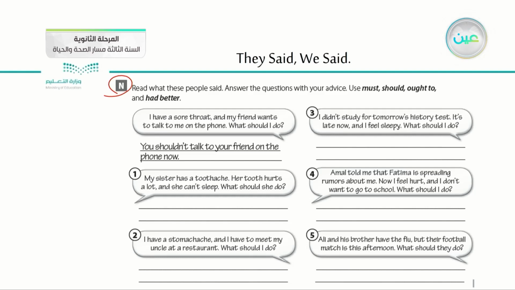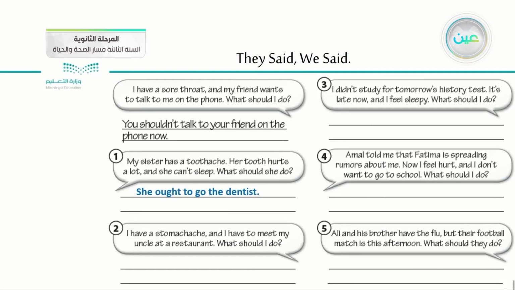For number 1, my sister has a toothache. Her tooth hurts a lot and she can't sleep. What should she do? She ought to go to the dentist. Number 2, I have a stomachache and I have to meet my uncle at a restaurant. What should I do? You mustn't eat anything at the restaurant. Number 3, I didn't study for tomorrow's history test. It's late now and I feel sleepy. What should I do? You should go to bed now and wake up early to study for the test.